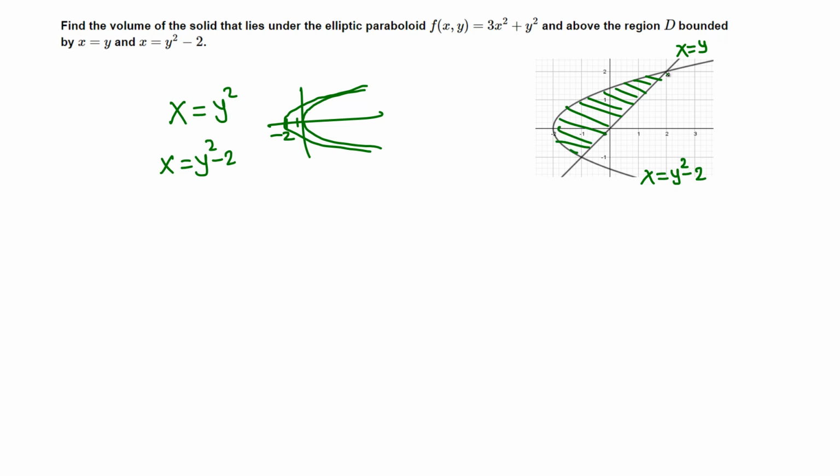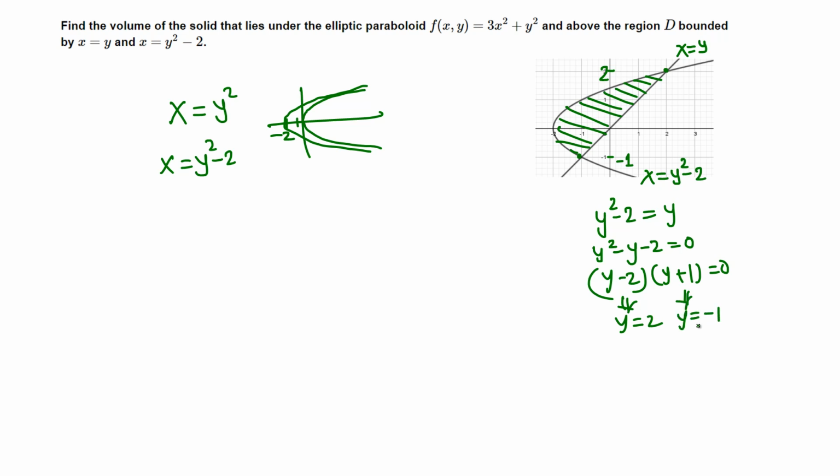Now we need to find the points of intersection, this point of intersection and this. If you graph using your calculator correctly like this, then this is 2 and this is negative 1. This is negative 1 and this is 2. Or algebraically we can set these curves equal, because x equals y squared minus 2. That means y squared minus 2 equals y. Bring y to the left side, y squared minus y minus 2 equals 0. Factor. From here you get y equals 2. From here y equals negative 1. So 2 obviously here and negative 1.